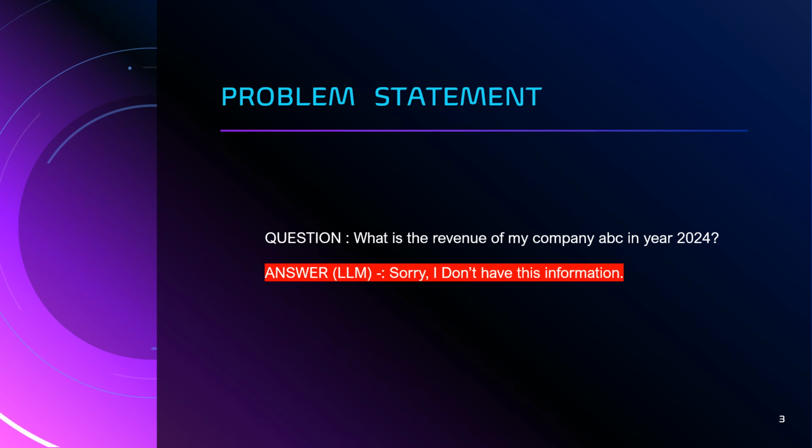The goal is to augment the LLM so that it can respond accurately even when the information required to answer the question is not part of its training data. This is where Retrieval Augmented Generation, RAG, comes into play. So let's understand the complete flow of how RAG works.